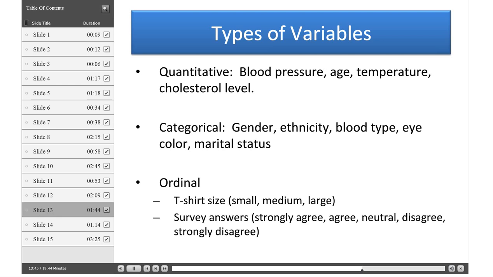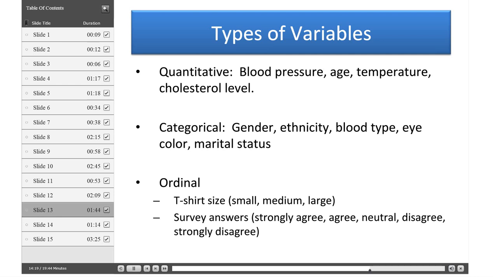On the other hand, a categorical variable is a variable where you're dividing people into categories. So for example, gender, you're looking at the categories male and female. Ethnicity, you're going to be looking at several different categories. Or you could be talking about blood type, eye color, marital status. In each case, you're just talking about taking a group of people and dividing them into a bunch of different categories where each category has some label associated to it, but you're not actually talking about assigning a numerical value to someone.